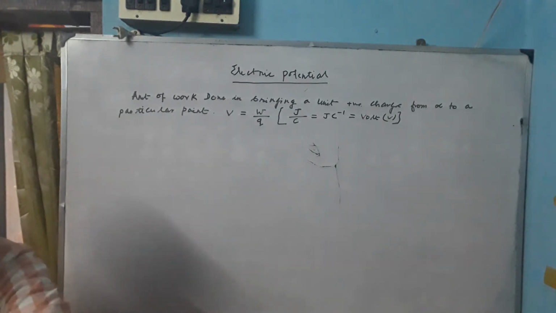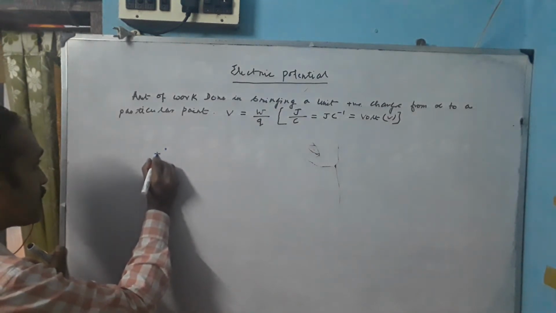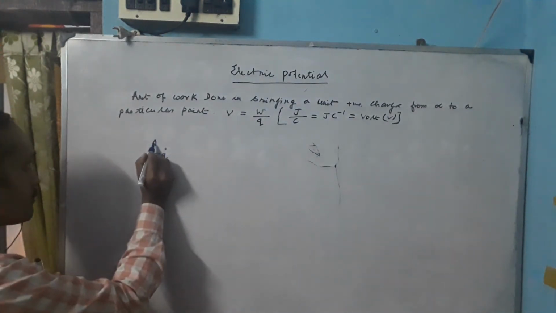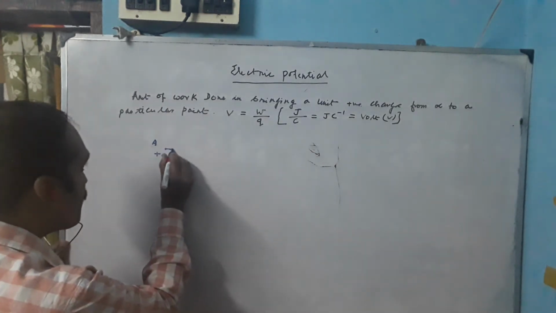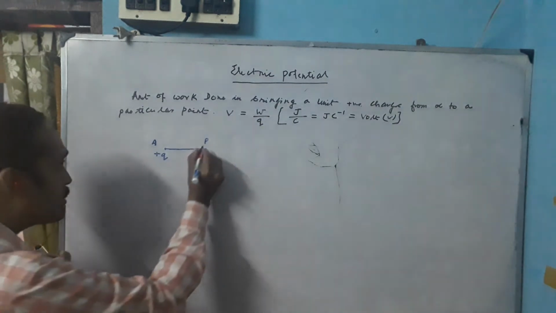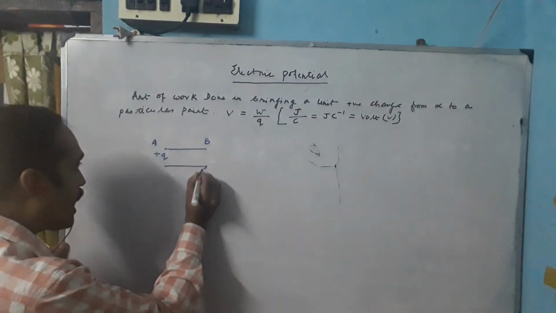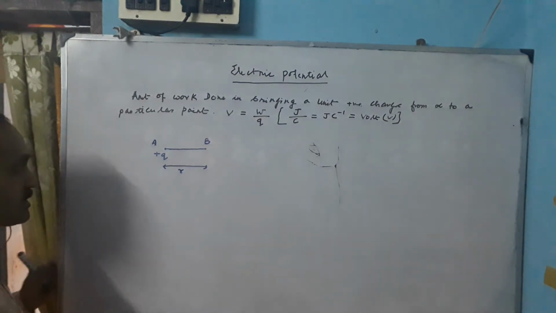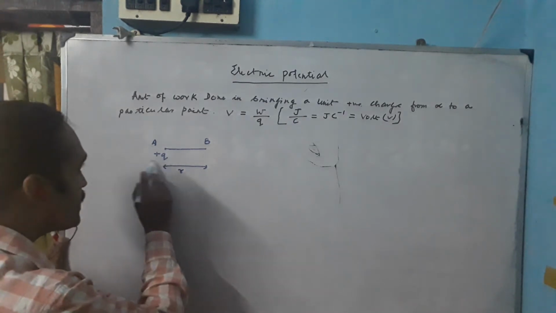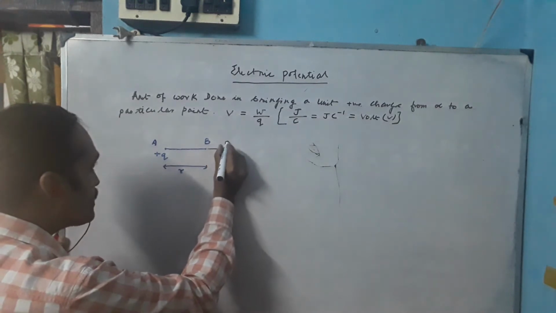Now let us take a situation where we already have a positive charge placed at A, and suppose we need to find the potential at this point B, which is at a distance r from A. So it is clear from our earlier chapters that if a charge is placed at A, then there will exist an electric field, and that too in this direction.